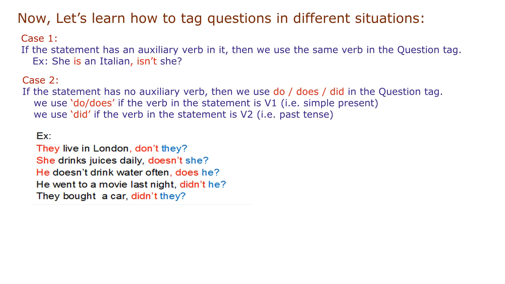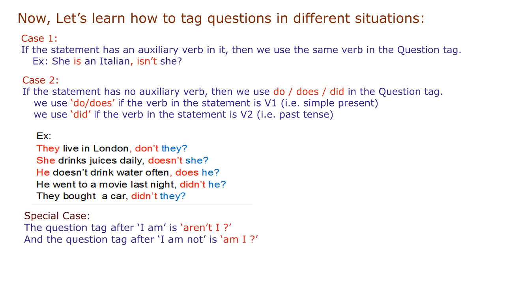Examples, they live in London, don't they? She drinks juices daily, doesn't she? He doesn't drink water often, does he? He went to a movie last night, didn't he? They bought a car, didn't they?